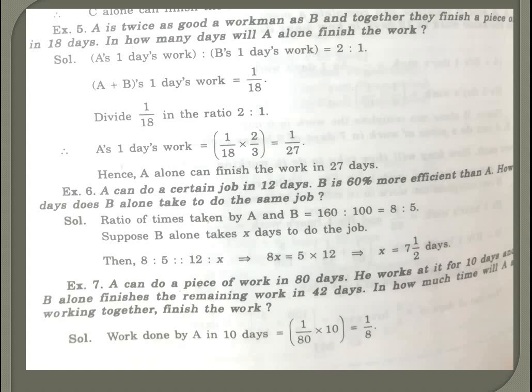And I am considering let B alone can finish in X days. So now I am going to take proportion. That is, I am having the ratio 8:5, which is proportional to A is 12 days is to B is X. Now I am going to apply the formula product of the extremes equal to product of the means, and likewise I am finding the X, which is the B alone.